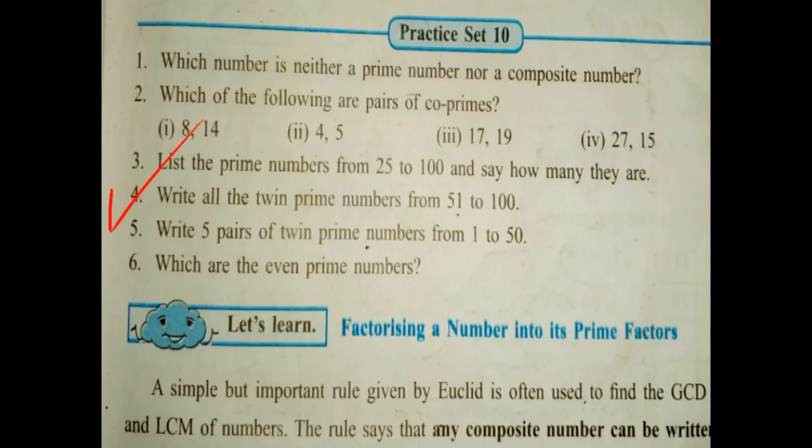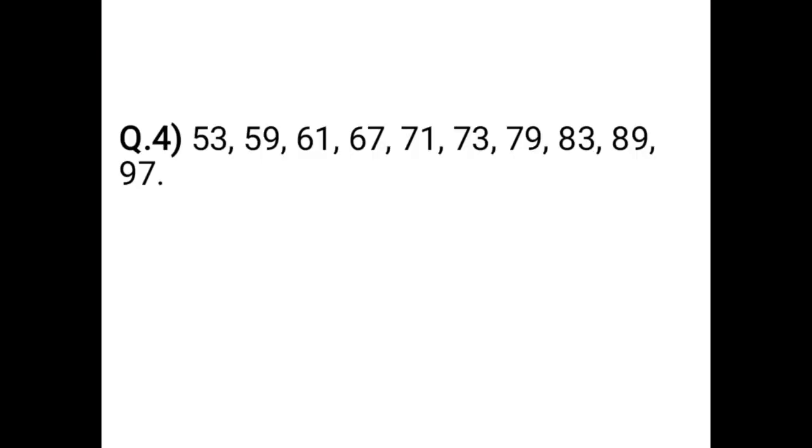Next, write all the twin prime numbers from 51 to 100. Before you write twin prime numbers, you have to write the prime numbers from 51 to 100. All these numbers are prime numbers from 51 to 100. Now you have to write twin prime numbers. Number 59 and 61 is a twin prime number. In twin prime numbers, there should be one number gap in between.